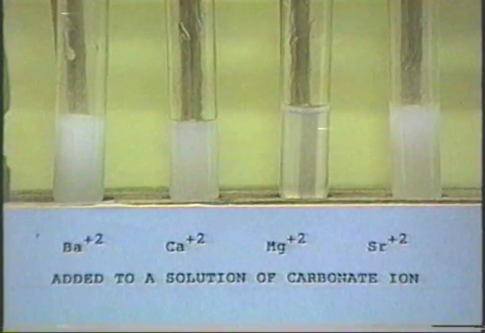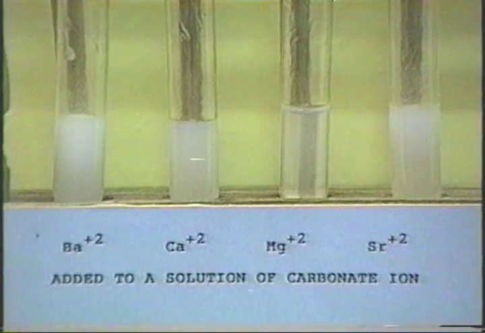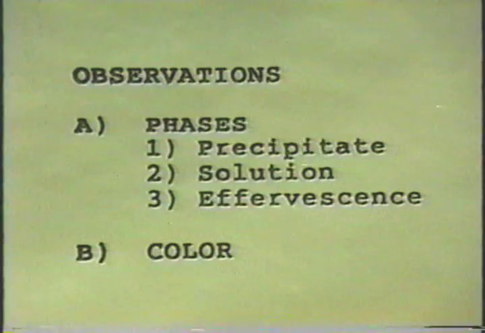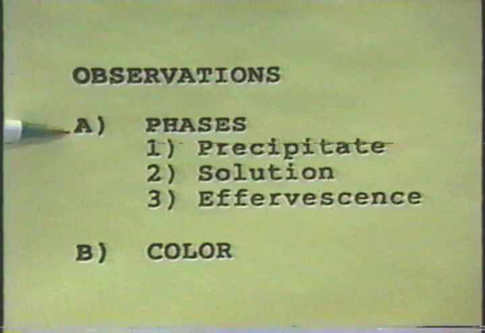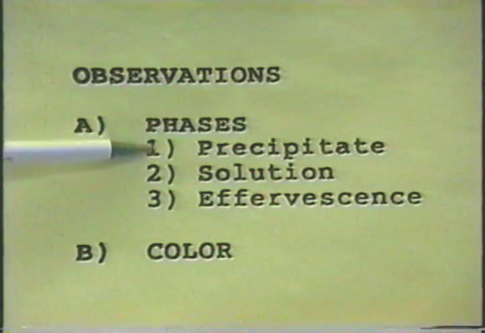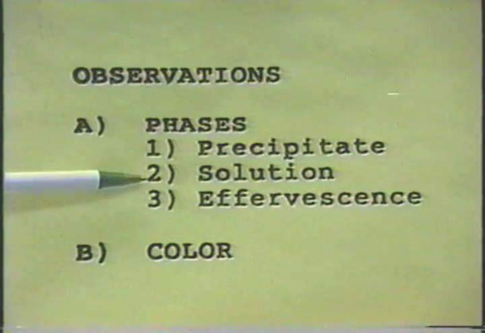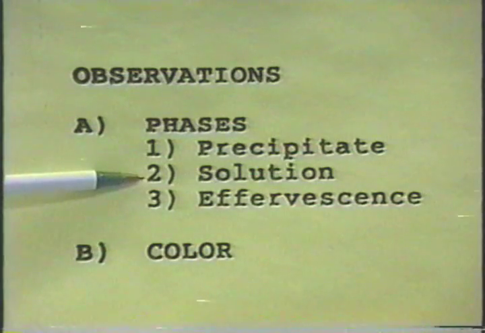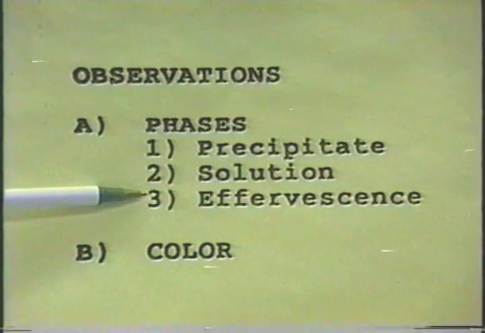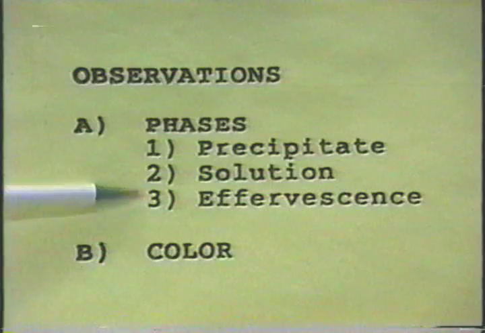And now we're ready to make and record our observations. In recording observations, if you mix 2 solutions together, there are at least 2 things you should note. First, you must note the phase or phases which are present after mixing. If a solid forms, it's a precipitate. If no solid forms, call it a solution. If you see gas bubbling out of the solution, that's effervescence.